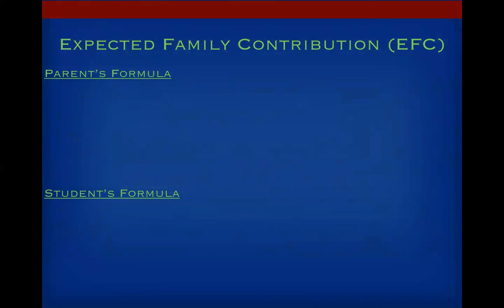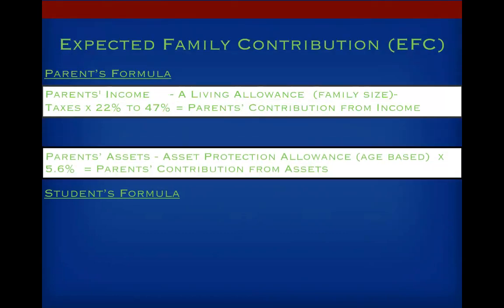There are four parts to the expected family contribution number. I'm going to go over all four parts. There are essentially somewhere between 12 to 15 different equations when it comes to the expected family contribution. The expected family contribution equation we'll be showing here today is the basic one, which most families fall into. The first two parts of the equation are the parent's income and the parent's assets.